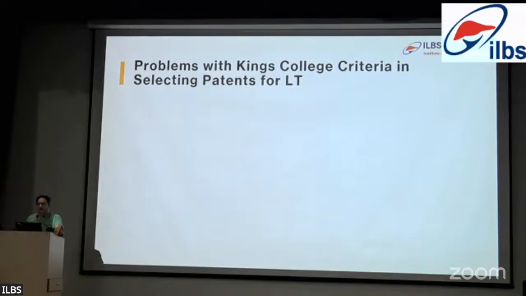And why are we having this problem? The problem is because we are following the King's College criteria in selecting patients for liver transplantation. This is not good for us. This is not meant for our patient. This was meant for patients in UK or Western patients. This was never meant for Indian patients. And we need to realize this strongly in order to improve this outcome.